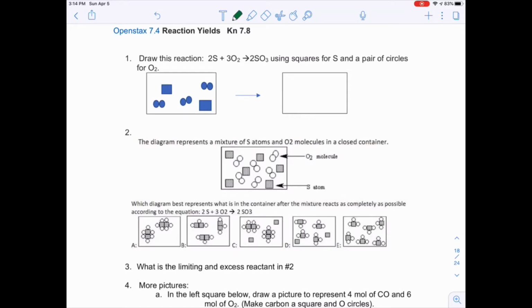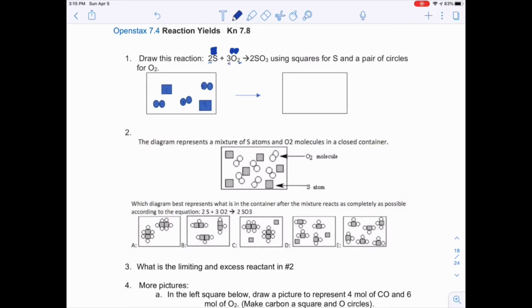So here's what we're doing. Our sulfurs are squares in this picture. So this is our visual. And then our oxygens are circles. And notice that they're kind of stuck together. That's because it's diatomic and it's got the 2 there. So we're drawing this reaction. Notice we have 2, so we have 2 squares, 1, 2 squares. And notice we have 3 of these guys. So there's 1, 2, 3 sets of those.